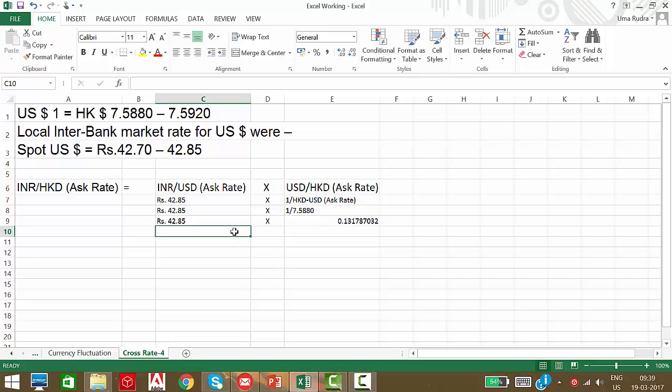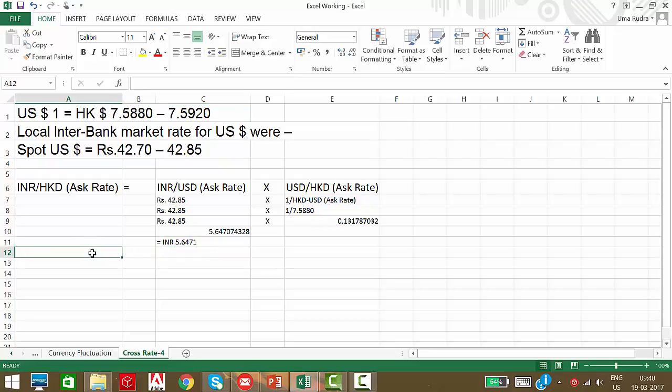So we need to multiply these two. Let me put the formula: 42.85 into this. If I multiply this into this, I am getting 5.64. Let me write here. This is INR 5.6471.